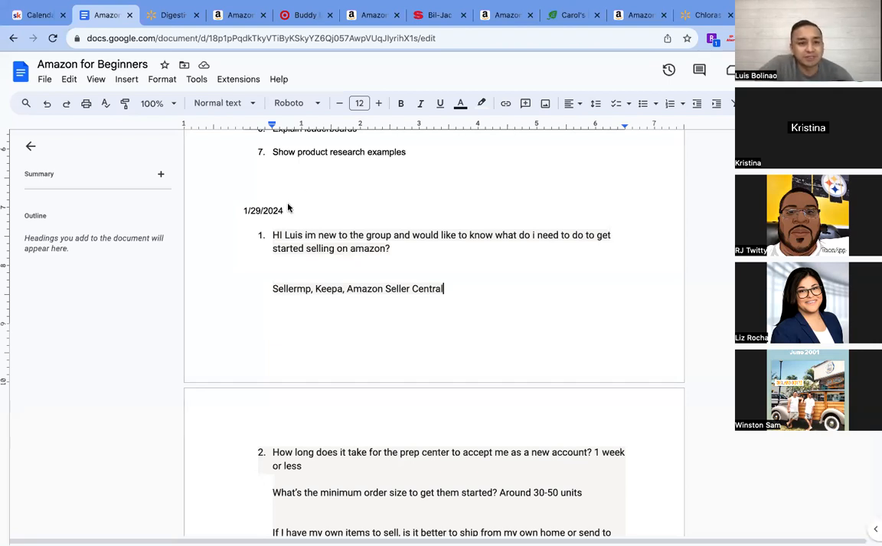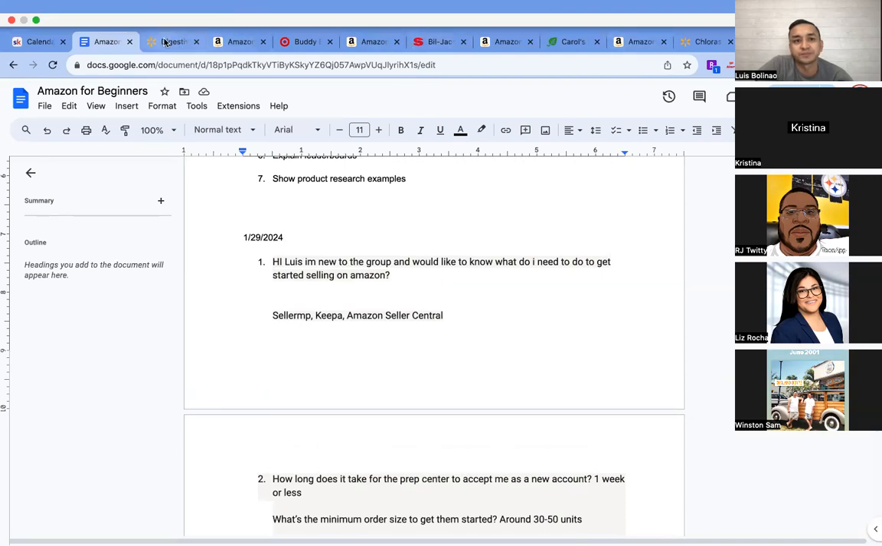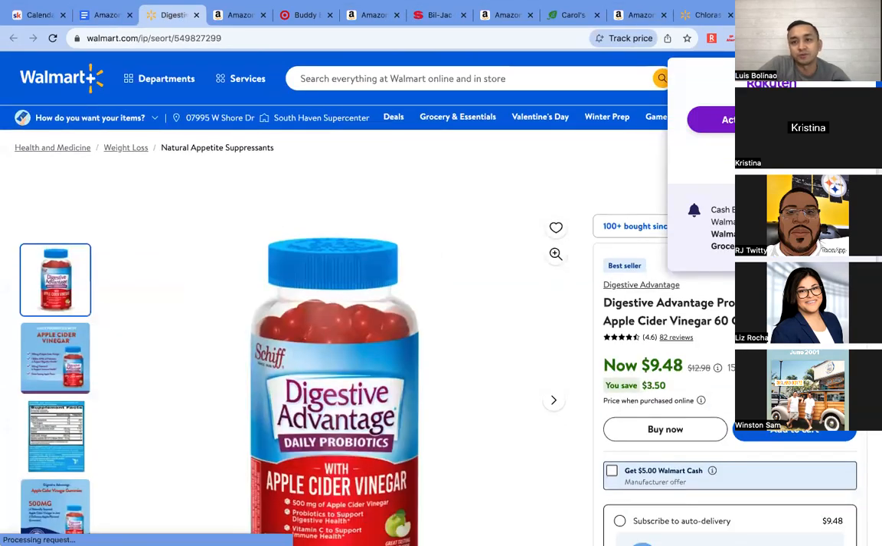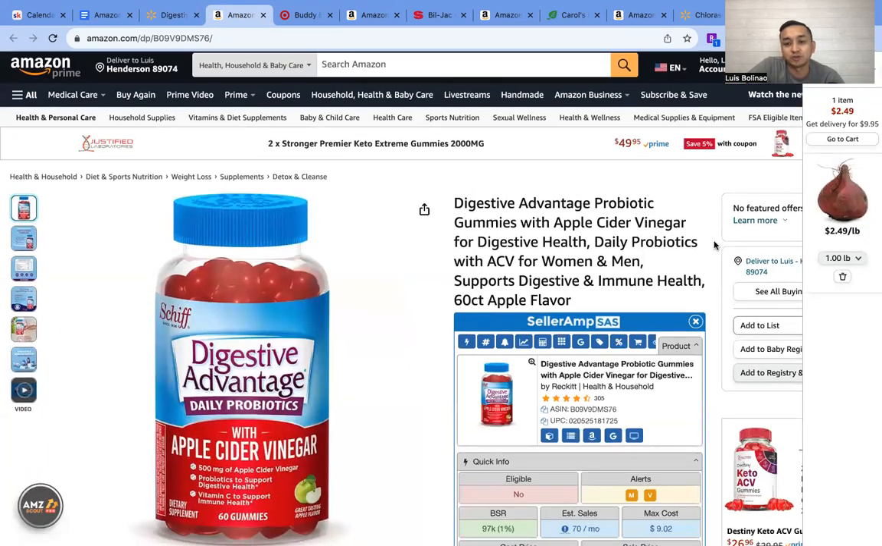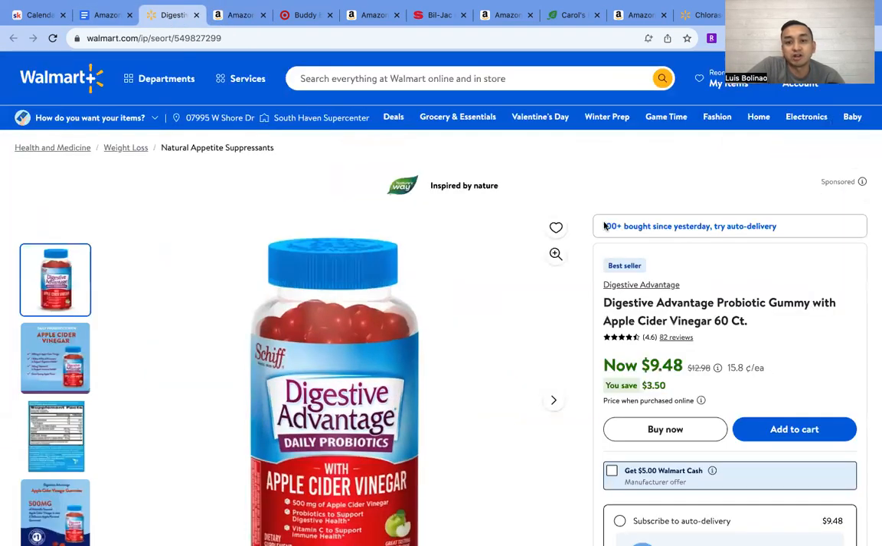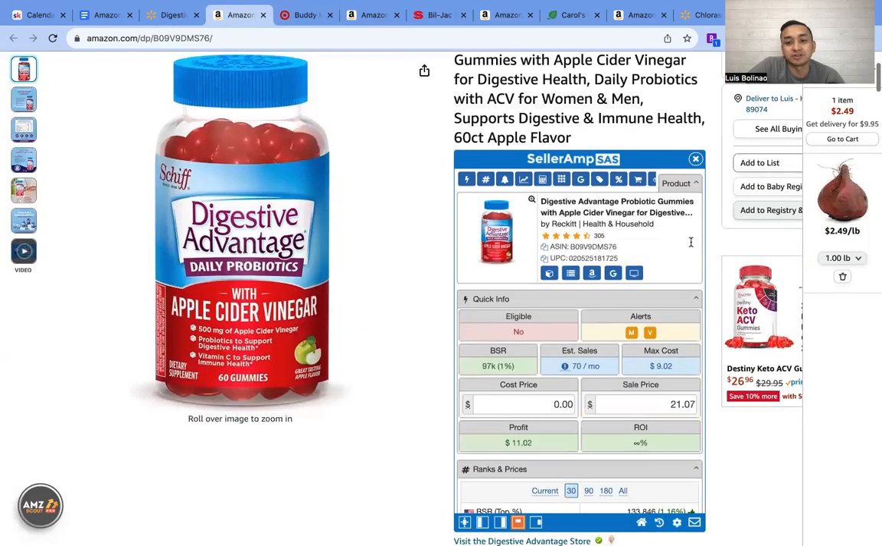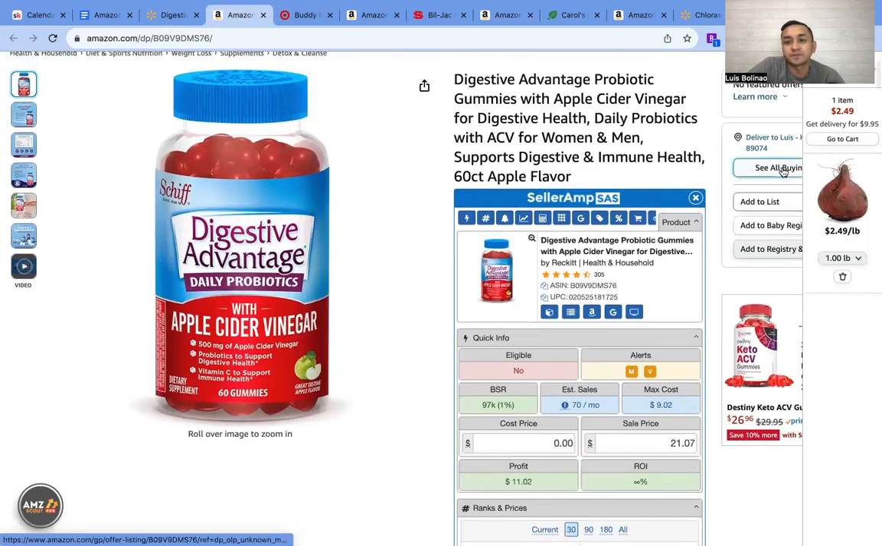So selling on Amazon, there's many ways to sell on Amazon, but this particular model that I'm doing is called online arbitrage. So I usually buy products from stores like Walmart, Target, Home Depot, Lowe's. Stores meaning online stores. So I buy them online, right? So for example, this one is an online product from Walmart. So I usually look for products that are more expensive on Amazon. So for example, this one is $9 on Walmart, right? And about $20 on Amazon.